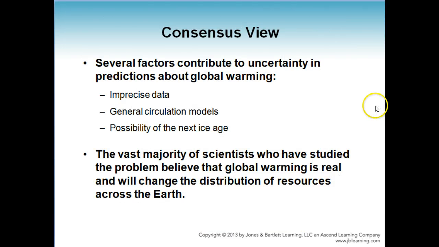That said, several factors contribute to the uncertainty in predictions about global warming. There can be imprecise data coming from many sources. There can be different circulation models that we use to try and predict what's going on. And also, as I said before, the predictability of the next ice age. However, a vast majority of scientists who study the problem believe that global warming is a real phenomenon and will change the distribution of resources across the Earth.